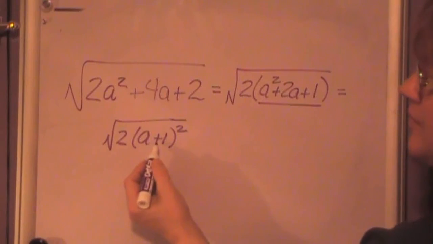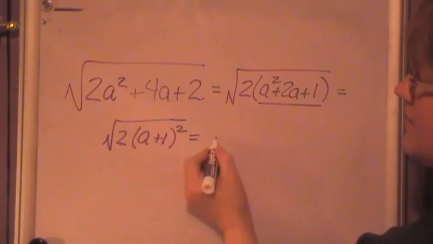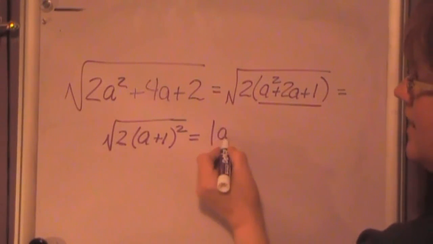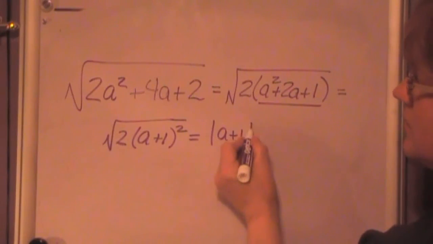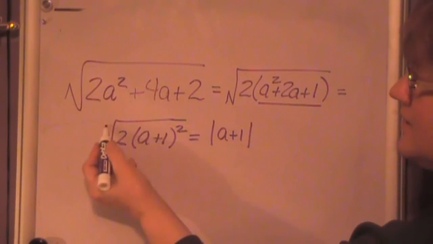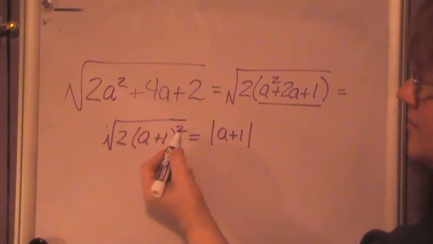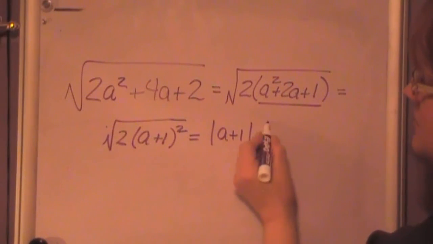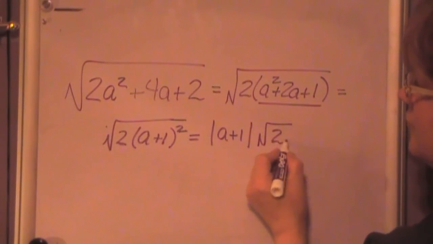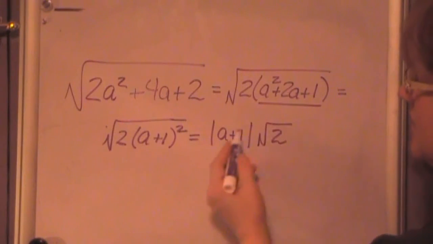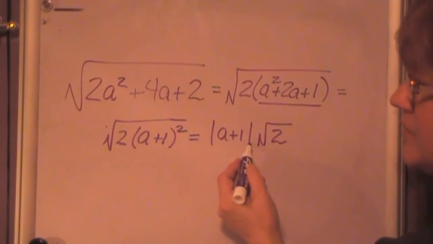Because I have a variable, though, I have to make sure that I bring it out as an absolute value of a plus 1, because my index is even and my square in here is even, times the square root of 2. And I'm done. And when you bring something out, it always comes in front of the square root sign.